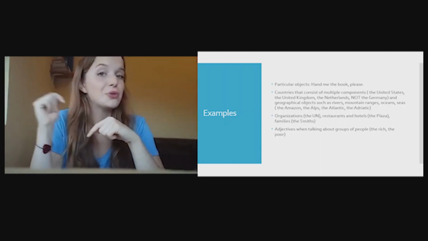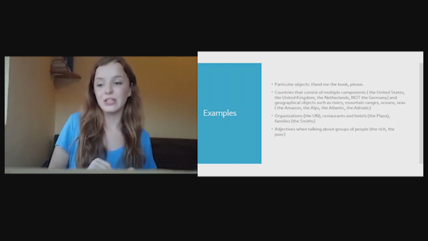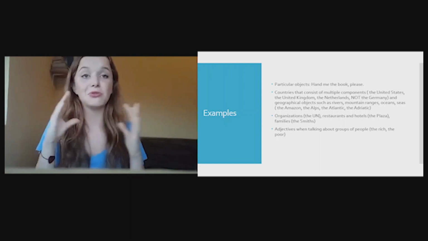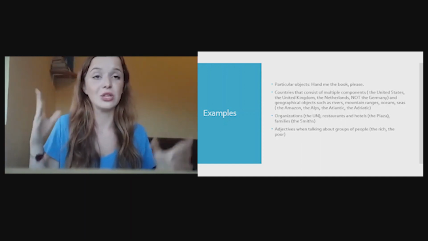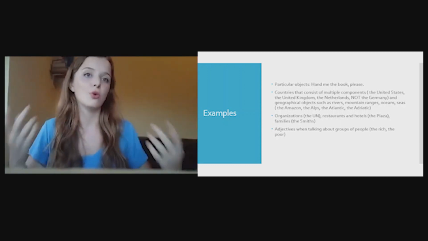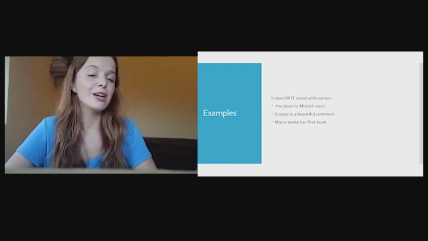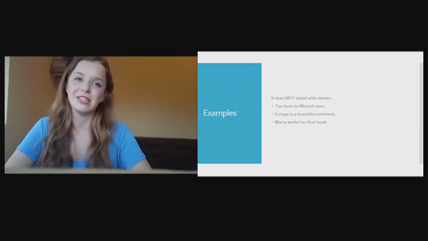Also, I mentioned that we use it with adjectives under certain condition, and that is when you're talking about a group. When a group is represented by a certain adjective, you can say the rich or the poor or something similar. Here we can also see when we do not use definite article.